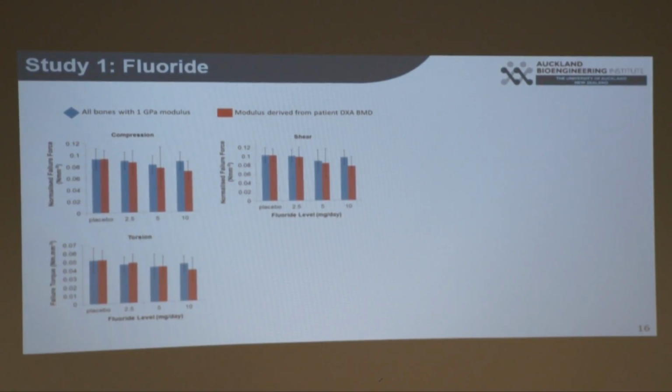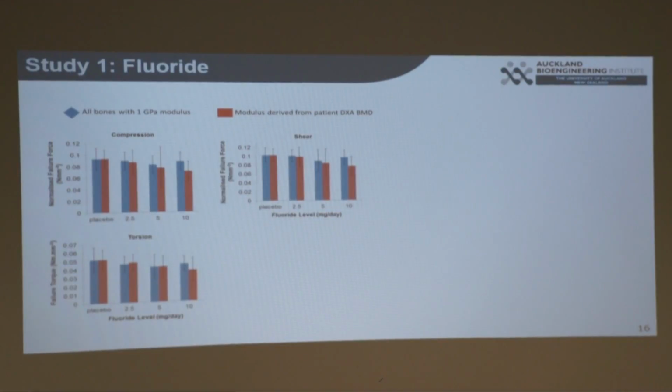So this is the first time we put the model to the test. In blue, we've got normalized material properties, so we're looking at the influence of the architecture of the bone only, and in red, an estimate of material properties from DEXA BMD. We've got the treatment on the x-axis and the failure on the y-axis, and we've got compression, shear, and torsion.